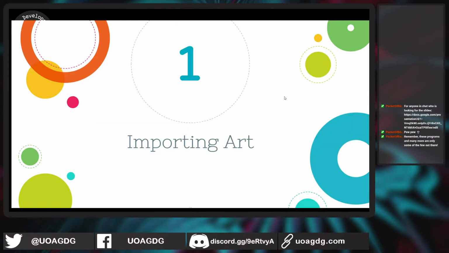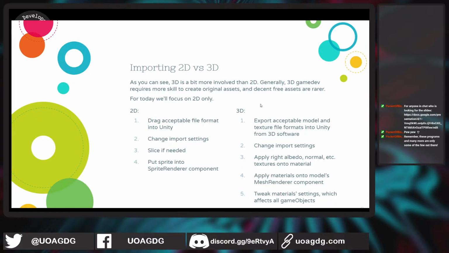So let's get started with tutorial 1. Importing 2D versus 3D. For this tutorial, I'll focus just on 2D because that's simpler and that's what I know. You can see that you drag the files into Unity, change import settings, slice the sprites if there are multiple sprites in the sprite sheet, and then you put the sprite into the sprite renderer.